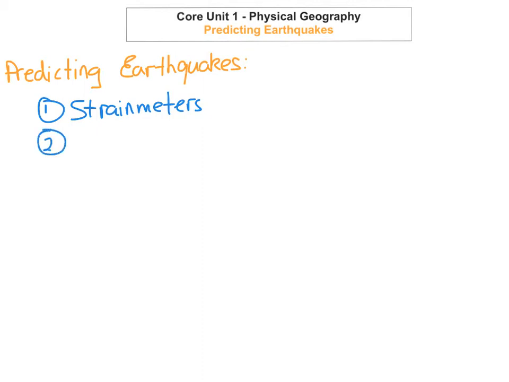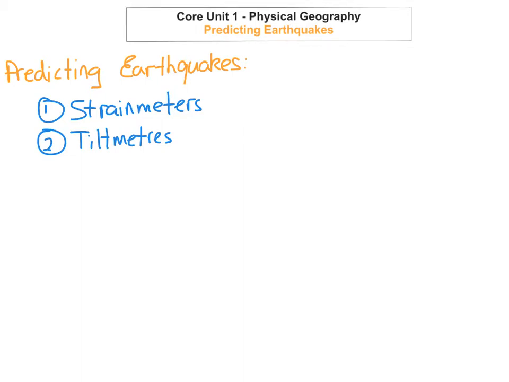The second prediction tool that we use is a tilt meter. Tilt meters measure the bulge of the Earth's surface. So if the Earth's surface starts to bulge, then a tilt meter will record this, and this will enable us to predict when an earthquake is likely to take place.